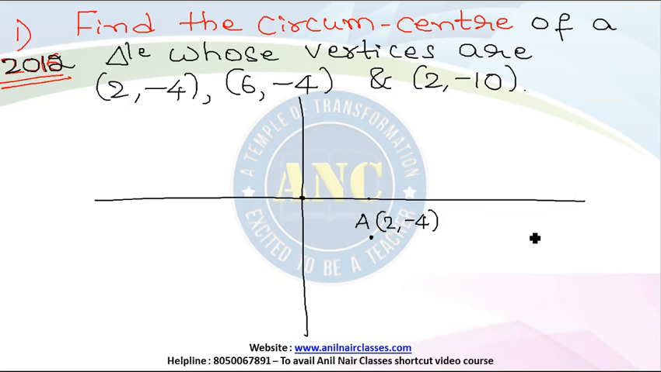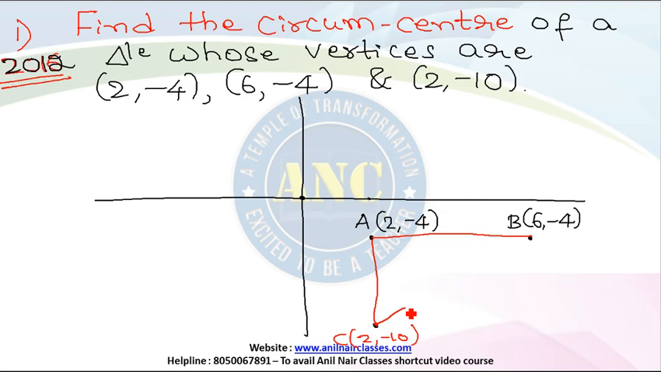Similarly, 6, minus 4. Again it is minus 4 only, but 6 units toward the positive x-axis. 6, minus 4. 2, minus 10. So 2 means again this point itself, but minus 10 units downwards towards the negative y-axis. Now if I join these 3 points, this point is nothing but point C, 2 comma minus 10. If I join these 3 points, it forms a right angled triangle.